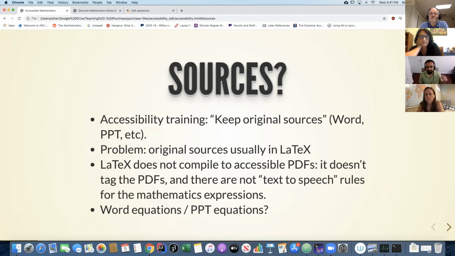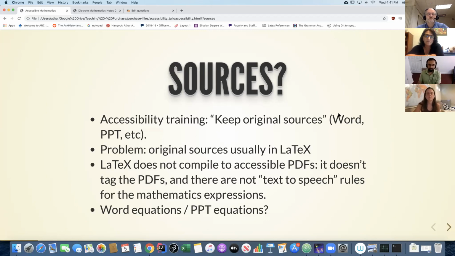But the crux of a lot of the accessibility trainings that we've seen, or at least that I remember, was essentially keep your original sources. If you write your lecture notes in Word, keep it in Word. Don't convert it to a PDF, because PDFs are bad. Right? PDFs are not accessible, and usually are not going to be tagged or something like that.